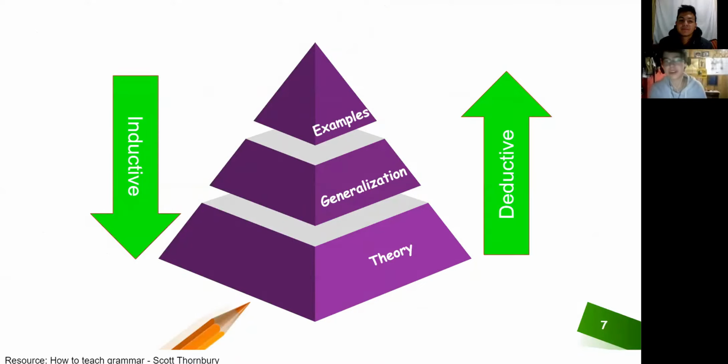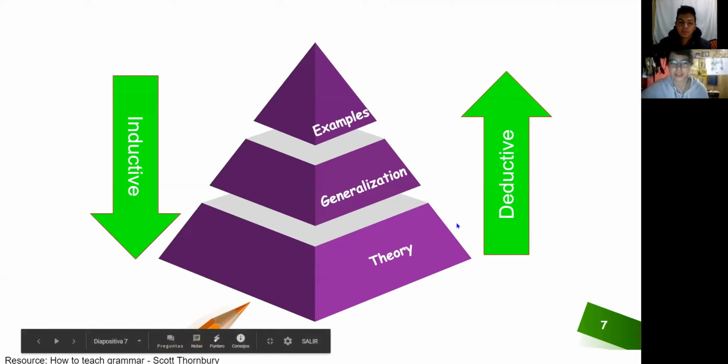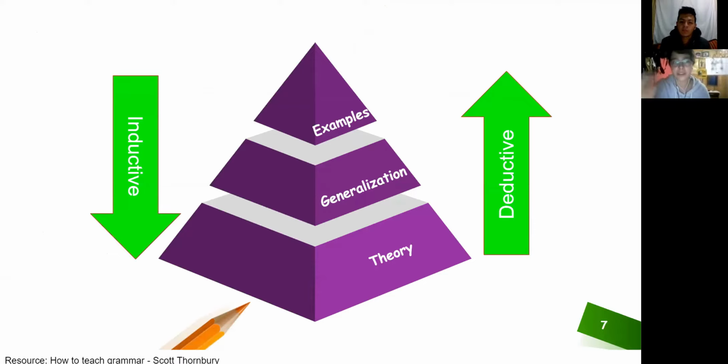Well, yeah, here is what we were talking about. Just a little example. From the first one, deductive, you go first with the theory, then the generalization, and the last one, the examples. Versus inductive, you go the other way around. You first start with examples, then you go through the generalization, and lastly, through the theory. So you let your students understand the generalization and the theory through the use of examples. So you're not the one giving it, you're the one letting them discover that information by themselves. Versus deductive, where you're giving all the information.